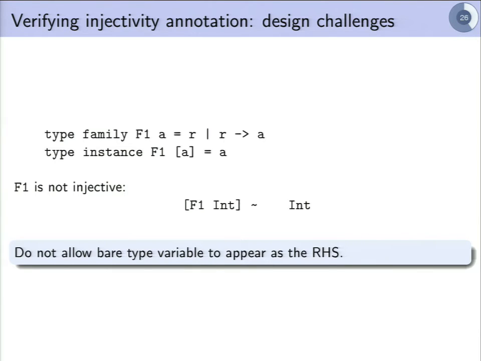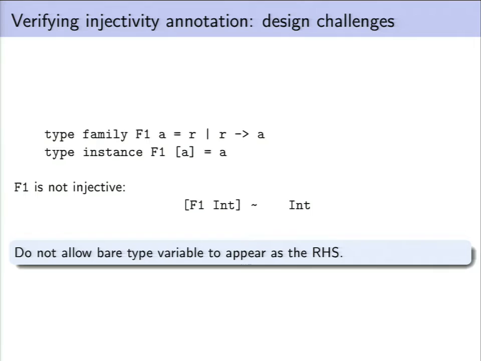The way we solve this problem is that we do not allow bare type variables to appear as the right-hand side. And some of you might object here by saying that f1 is not defined for integers, right? But unfortunately, in Haskell, this is okay. GHC will not complain about such a type. It will simply not reduce it.